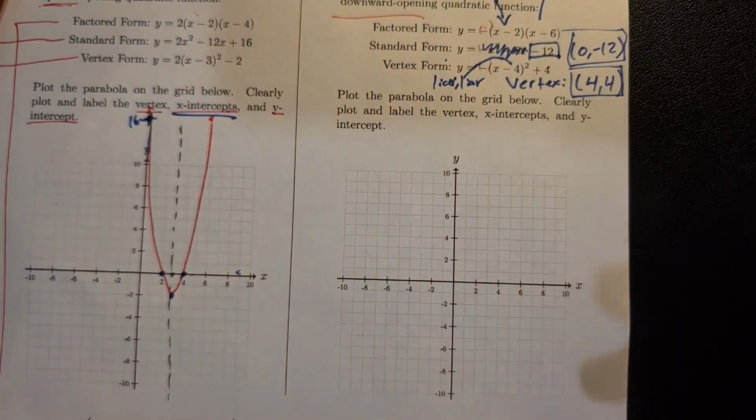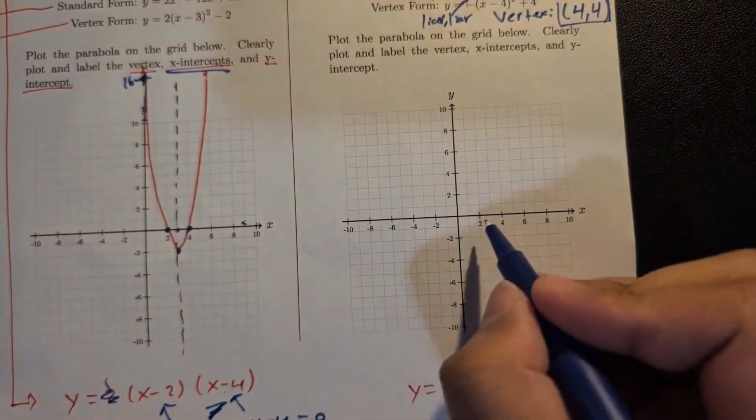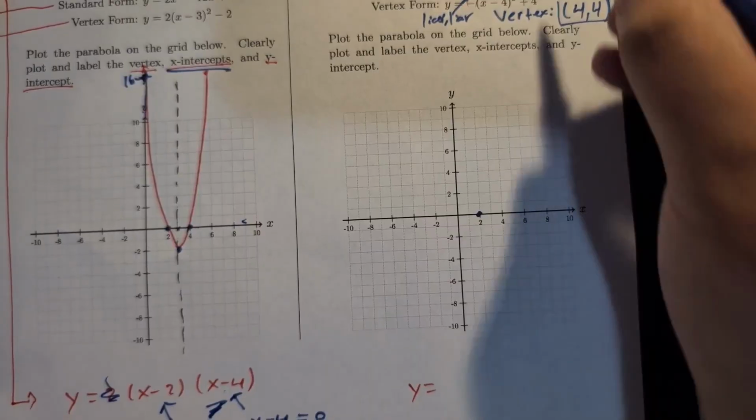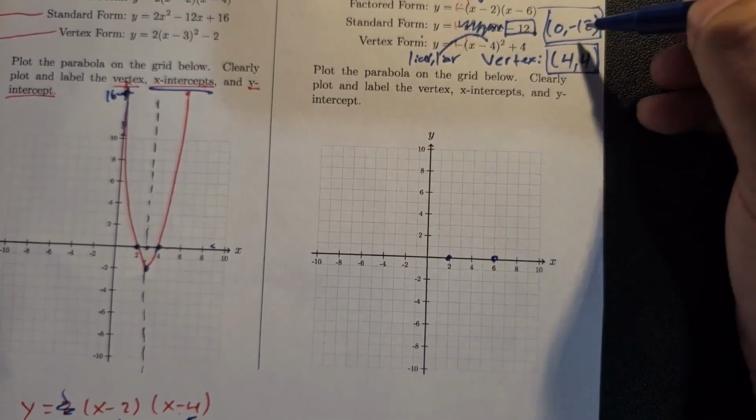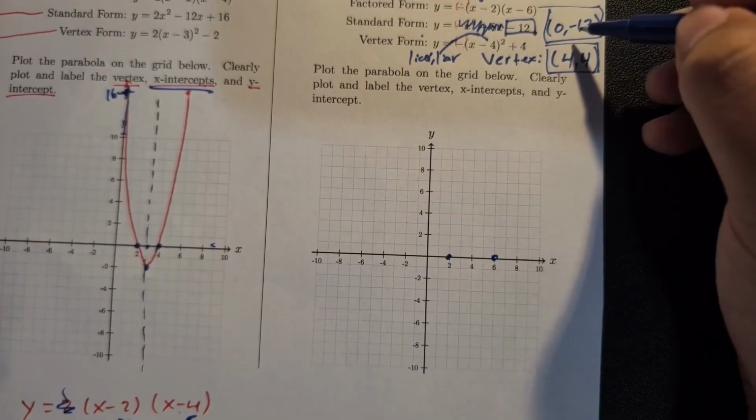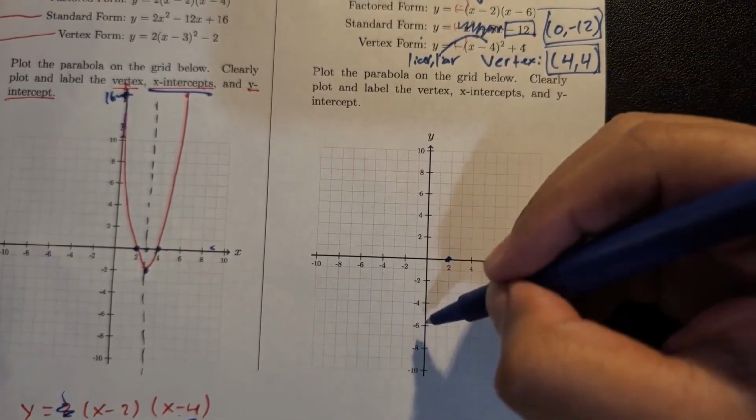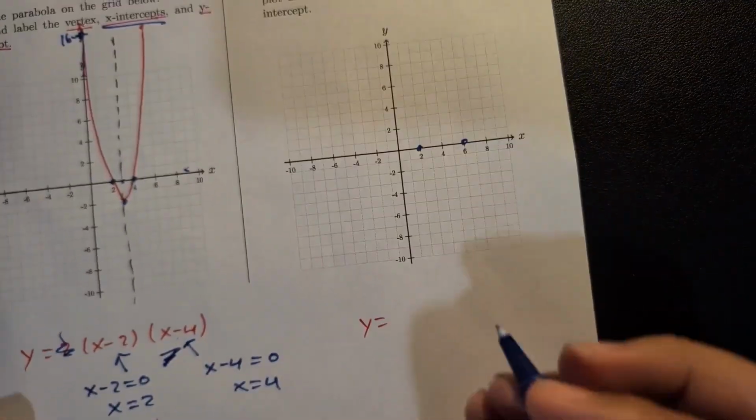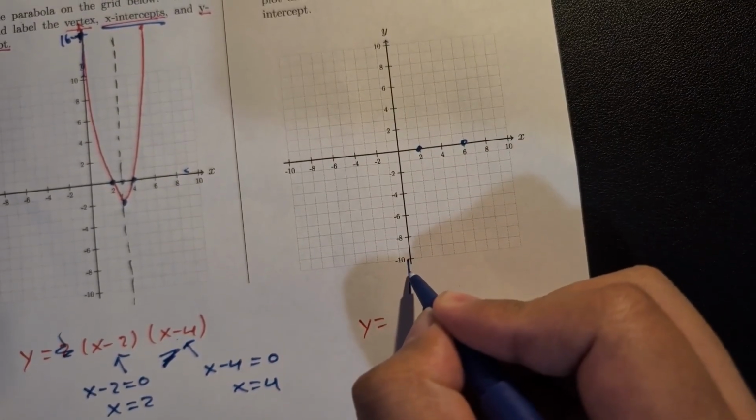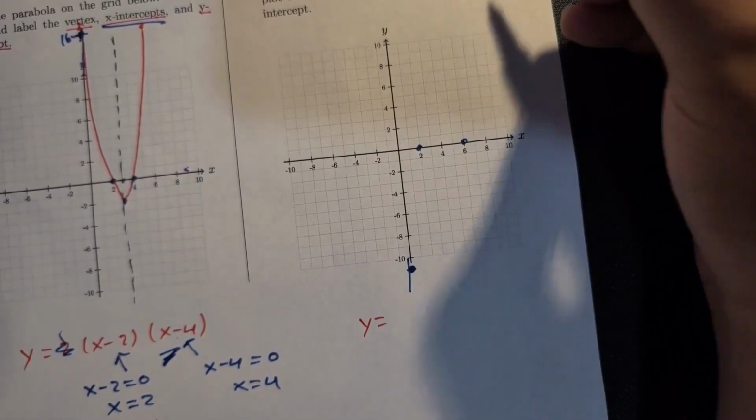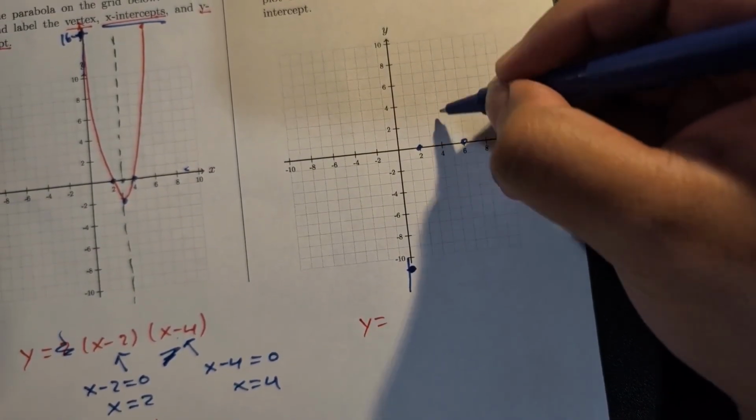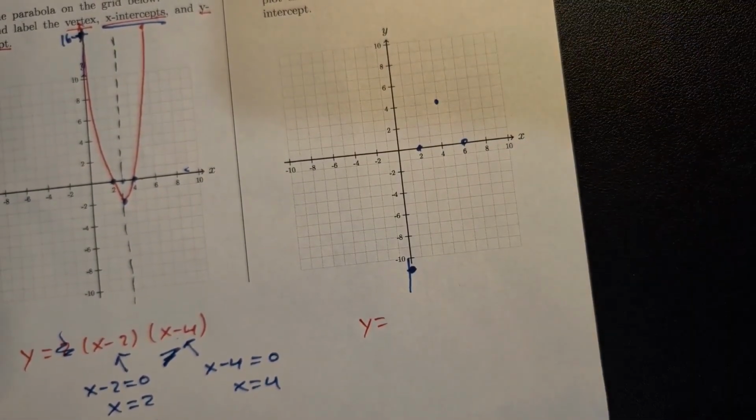Okay, actually I'll just finish it up. So x equals 2, that is one of them. X equals 6, that's another one. Your y-intercept is (0, negative 12). It's not in the graph either. It's going to go down, somewhere right here. That's going to be your y-intercept. Your vertex is (4, 4).